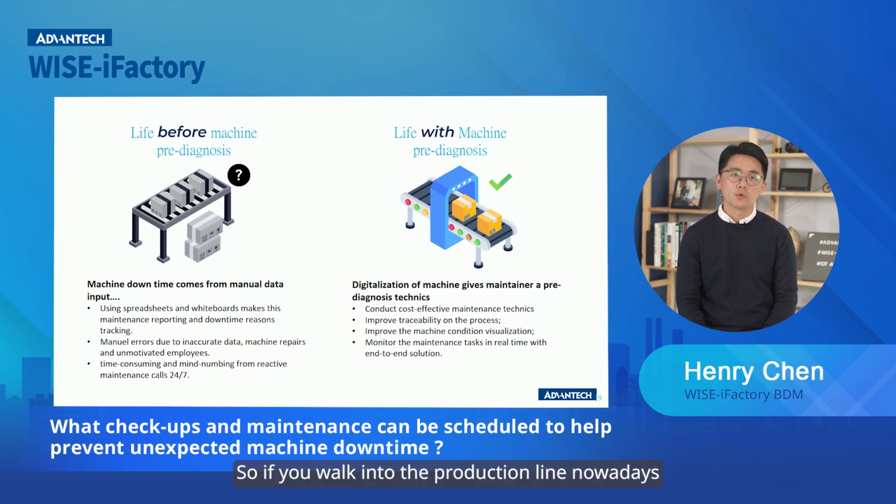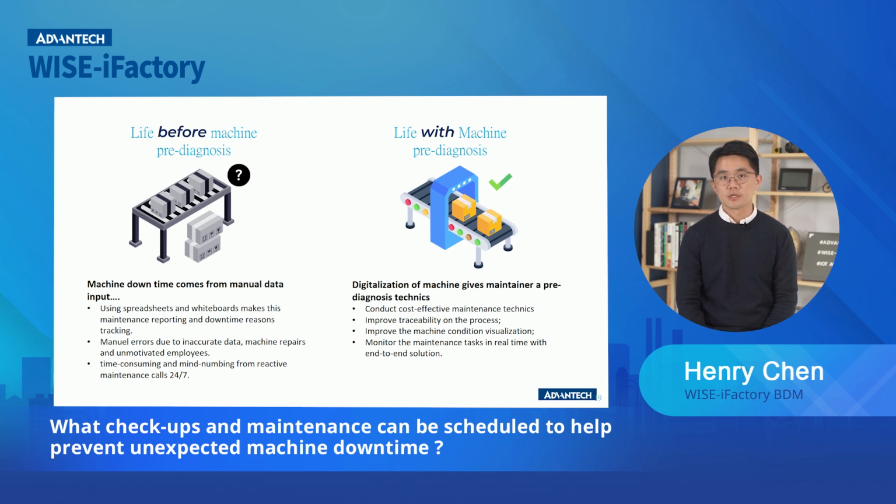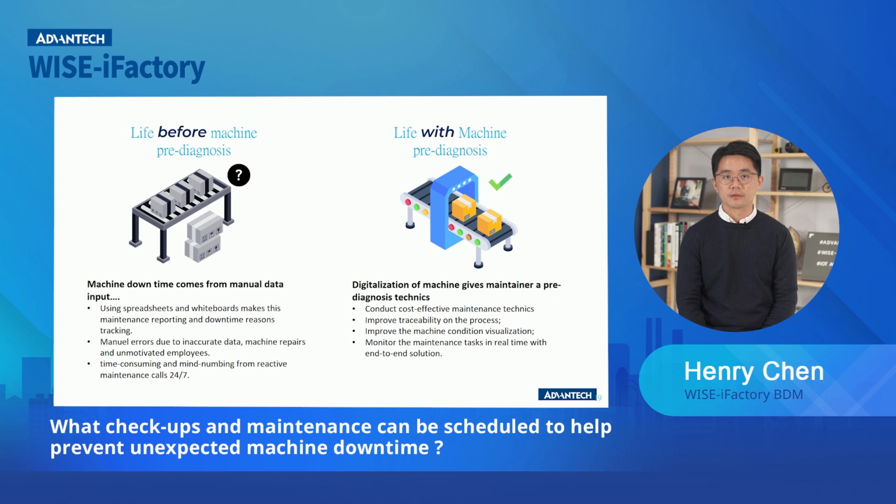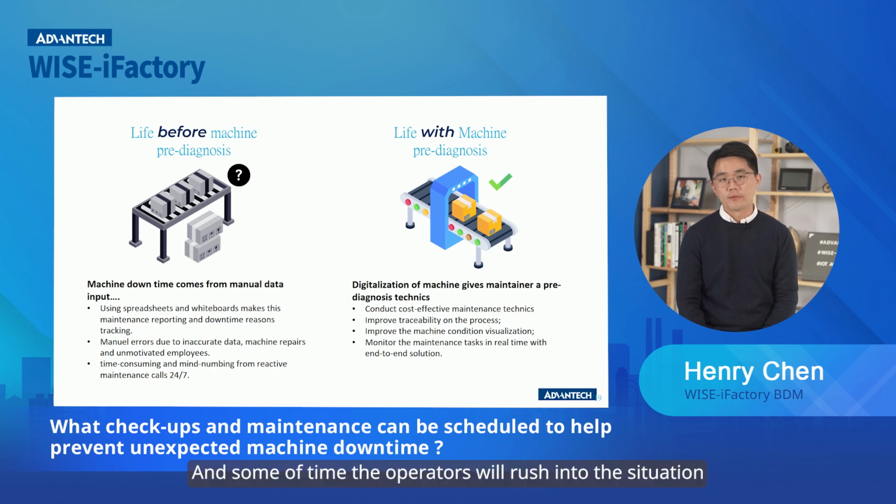So if you walk into the production line nowadays, you will still see a lot of data input done the manual way. We will see spreadsheets or whiteboards used for maintenance reporting and checking downtime reasons day by day. However, those manual records are not that accurate, and some of the time the operators will rush into a situation where they don't know what happened, when it happened, and where it happened.